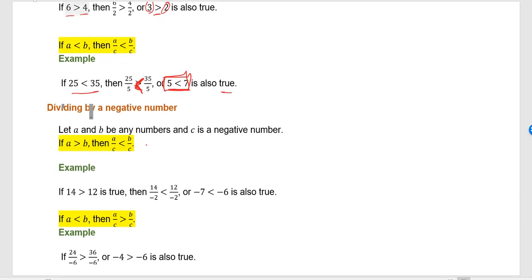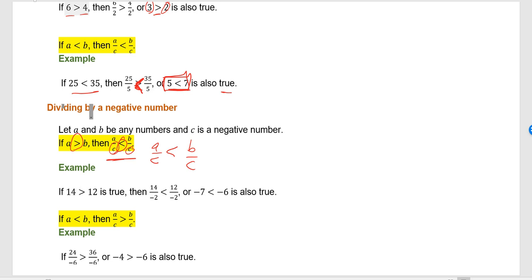Dividing by a negative number is similar to multiplying by a negative number, okay? It's very similar to multiplication by a negative number, in which the inequality sign is flipped, okay? So if A is greater than B, then if I divide by the same negative number C, then I flip the inequality sign. So if A is greater than B, then A over C is less than B over C, okay? Just like I have here.